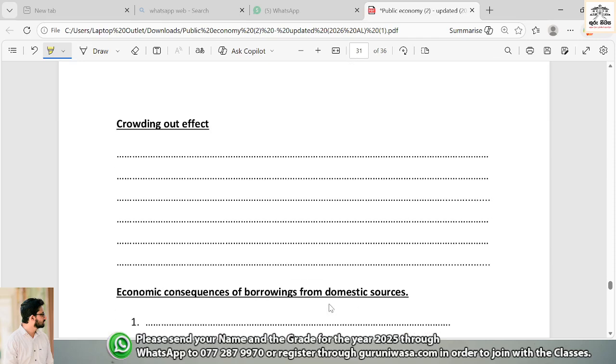Shall we have a small note for crowding out as well? Put a star marker and write down crowding out effect. You know what it is. The crowding out effect mainly consists of two impacts. Number one, a rise in interest rates. The other is reducing loans available for the private sector.